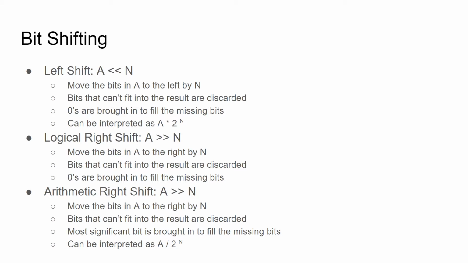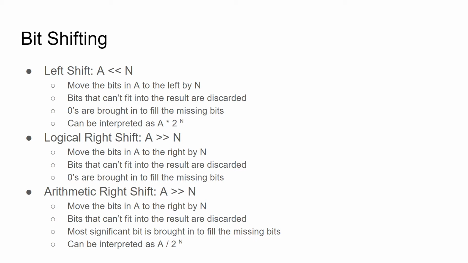There is a logical right shift, where you move the bits from A to the right by n. Again, bits that can't fit in get discarded, and zeros are brought in to fill the missing bits. The arithmetic right shift also moves the bits to the right by n. Bits that can't fit are discarded, but instead of bringing in zeros every single time, you bring in the most significant bit. So if the most significant bit was zero, all the bits that you have to fill in get filled in with zeros. If the most significant bit was 1, the bits that you fill in would be 1s instead.